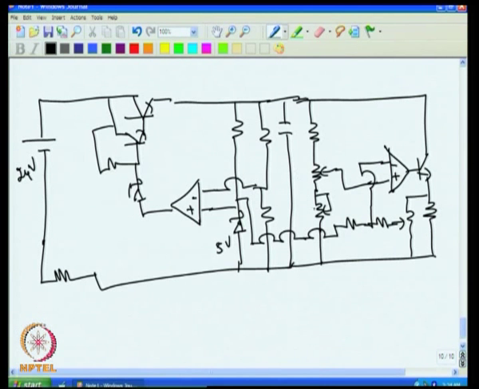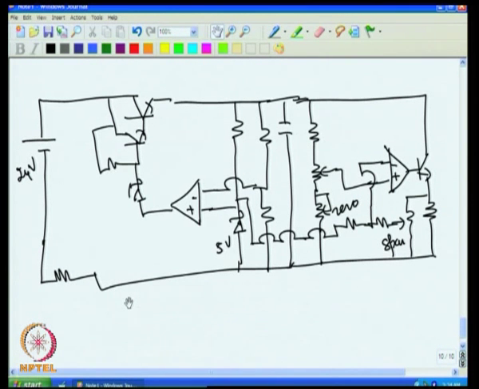For example, this is the zero part, this is the span part. One can adjust the zero part to get 4 milliampere when the potentiometer is at one end, and when the potentiometer is at the other end, you can adjust the span part to get 20 milliampere. By repeatedly adjusting zero and span a few times, one can make this 4 to 20 milliampere current transmitter for the potentiometer.